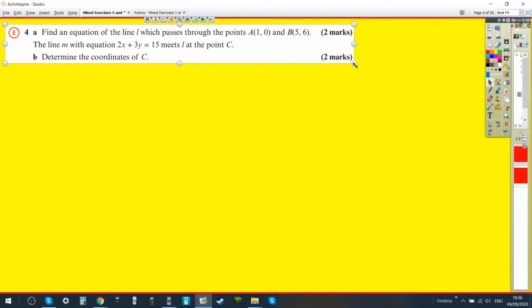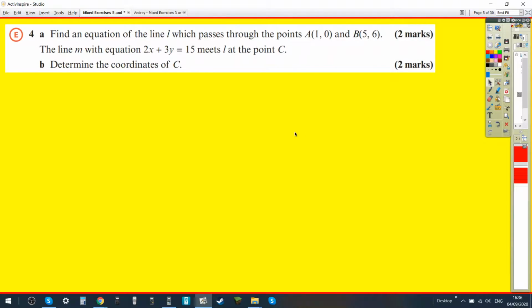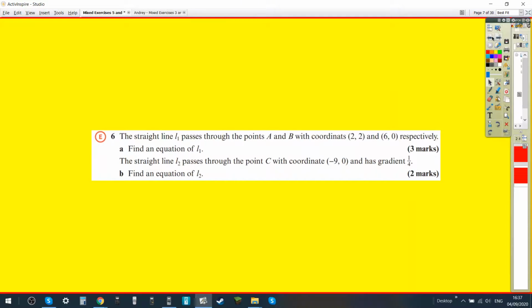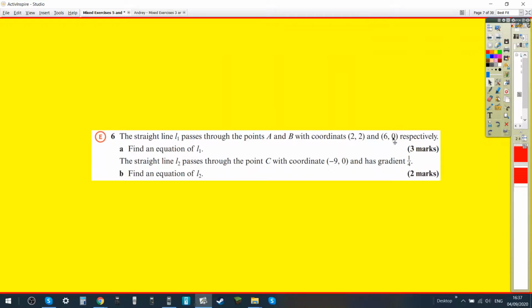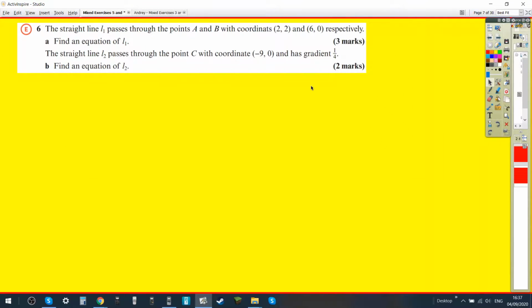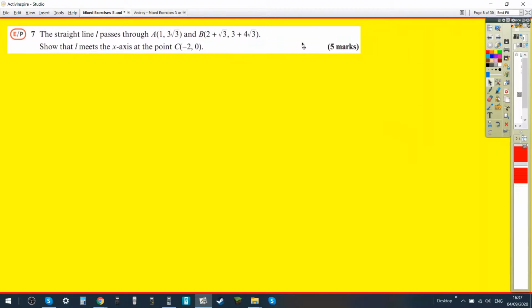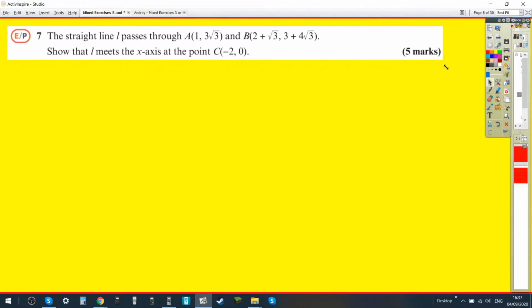Find an equation. Is this worth doing? Probably not. Yeah, probably not is correct. Let's see. And the form. Definitely not. What is this? Okay, it's got your surds.